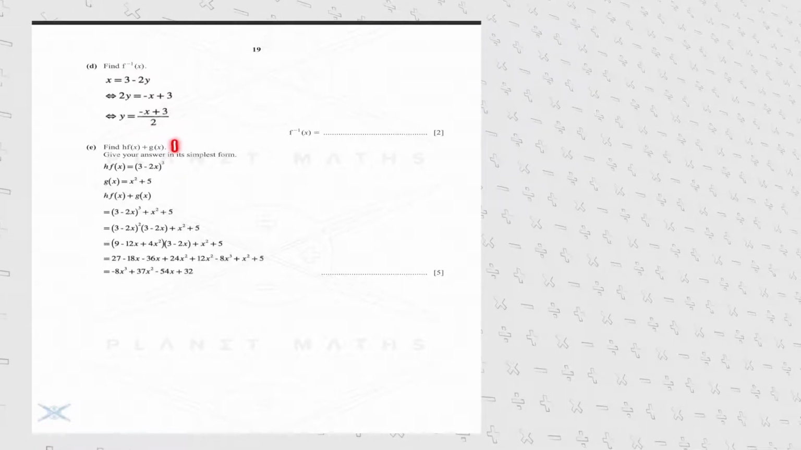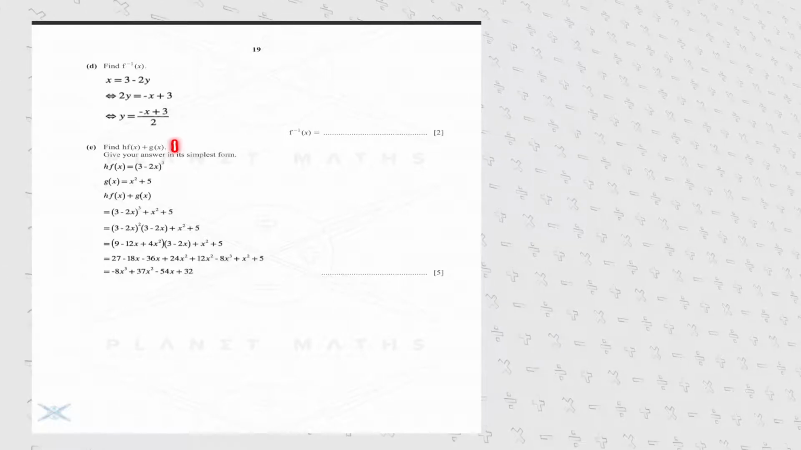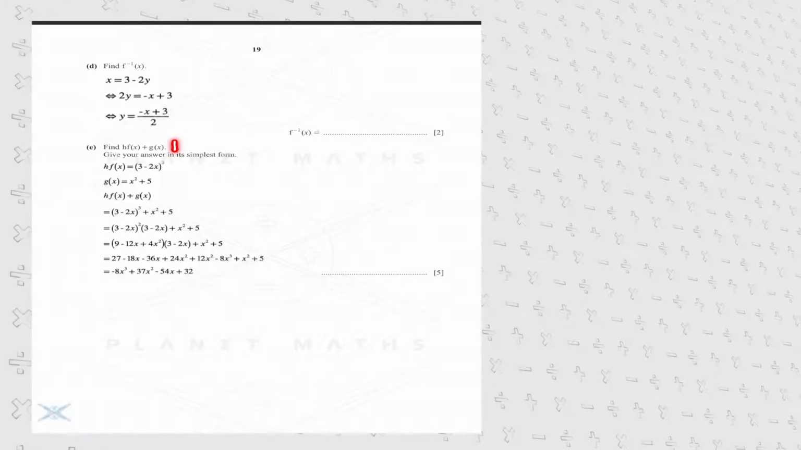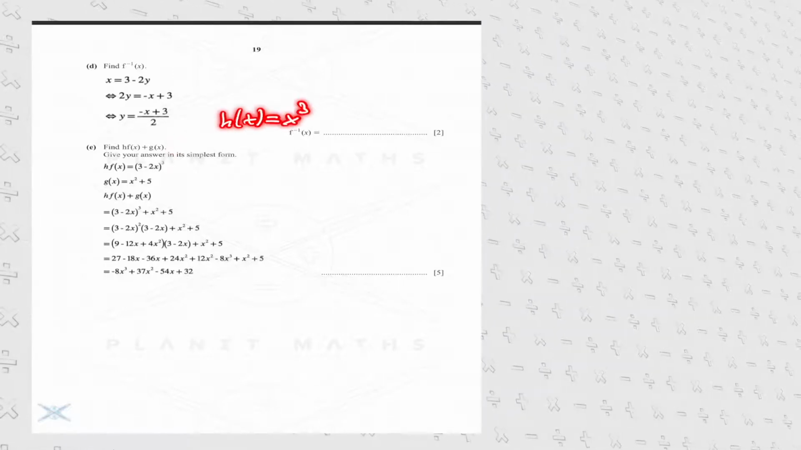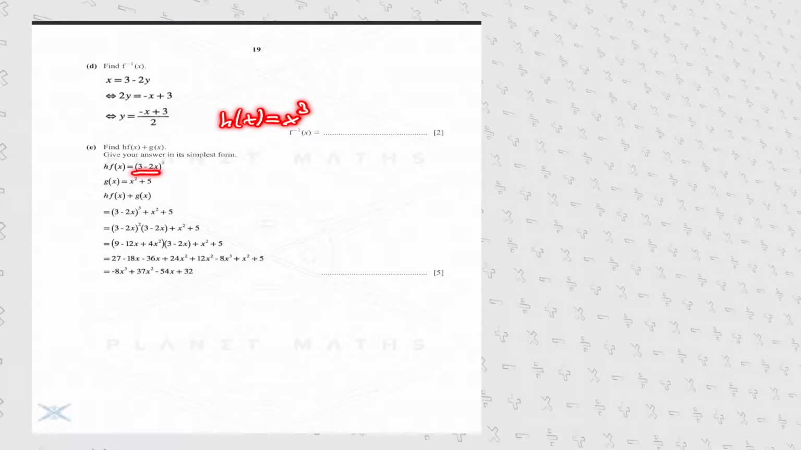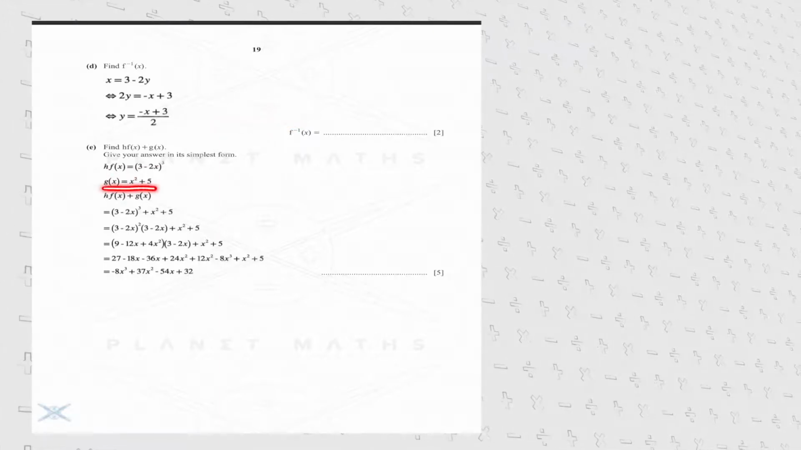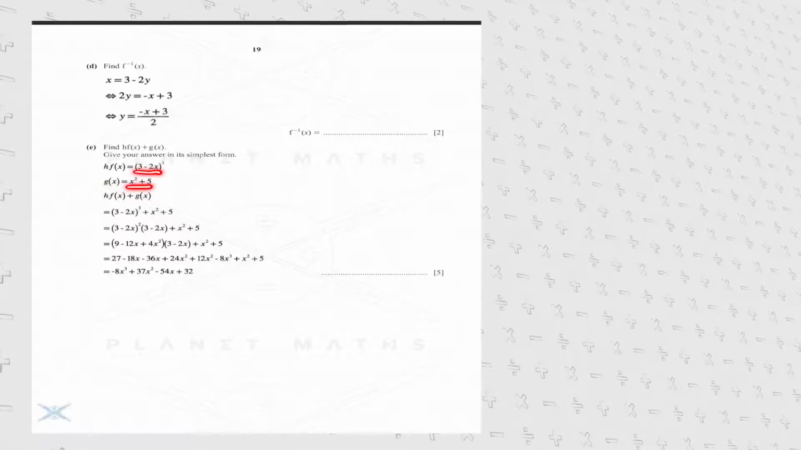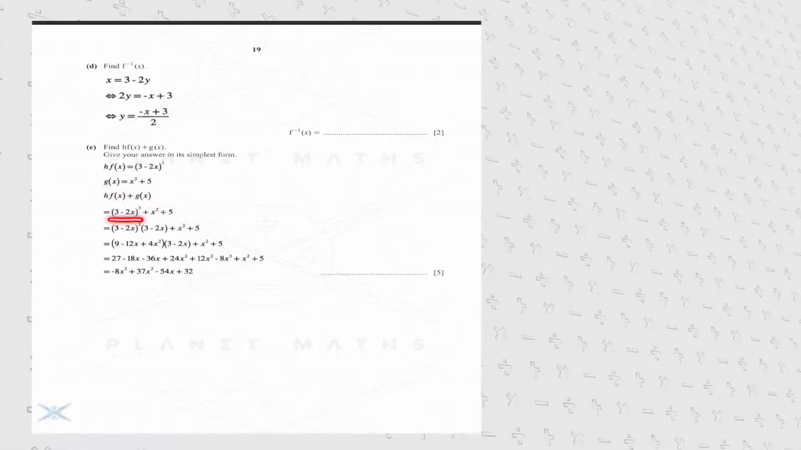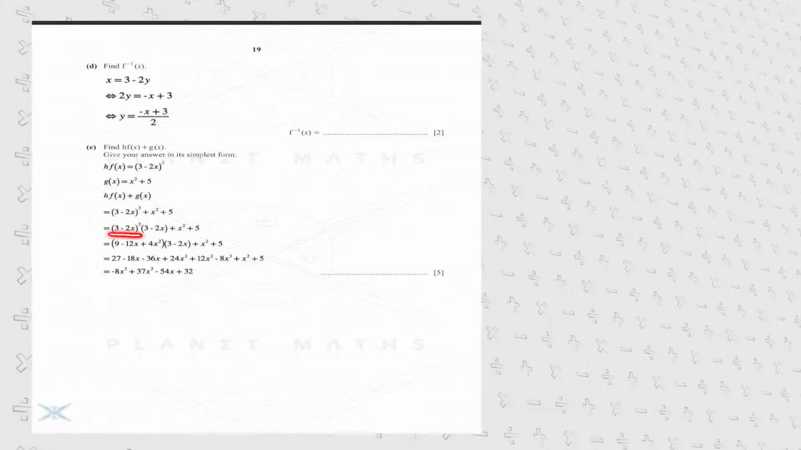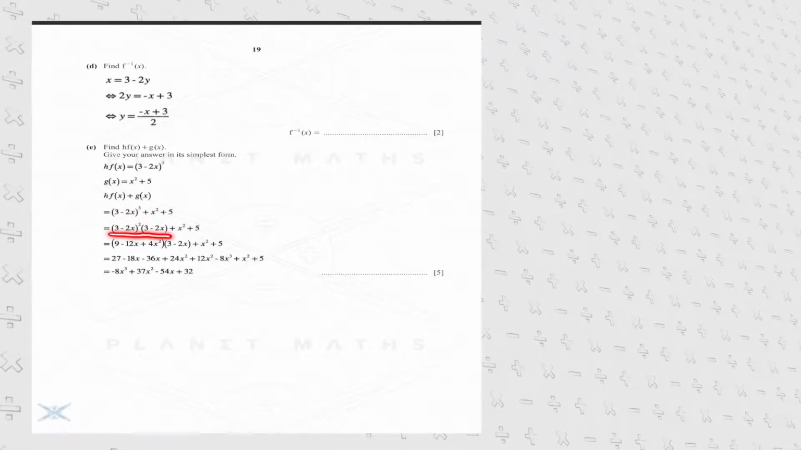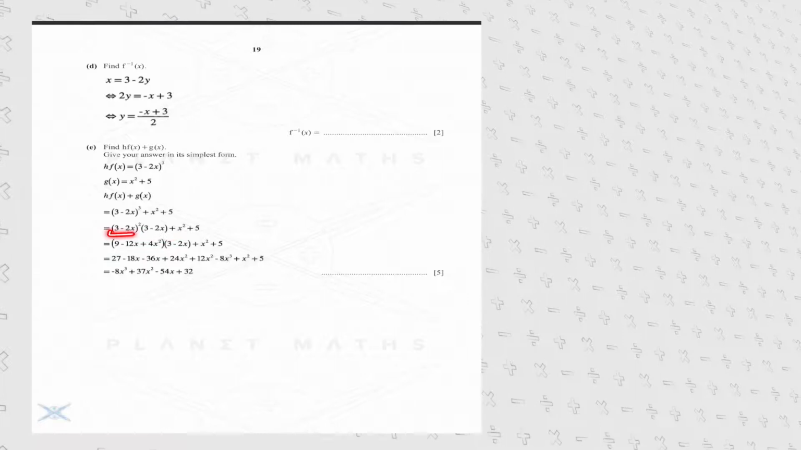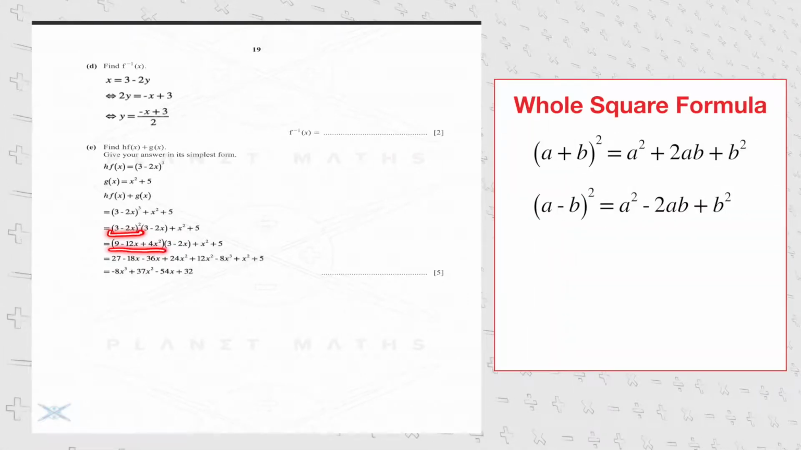In the final part of exercise 12, we are supposed to find h of f of x plus g of x. H of x is x cubed, therefore we must cube the expression for f of x. G of x is as stated in the exercise x squared plus 5, and now we will add up both of those expressions. To expand these brackets, we will have to rewrite those as 3 minus 2x squared multiplied by 3 minus 2x. Using the whole square rule provided, we can expand this expression into 9 minus 12x plus 4x squared.